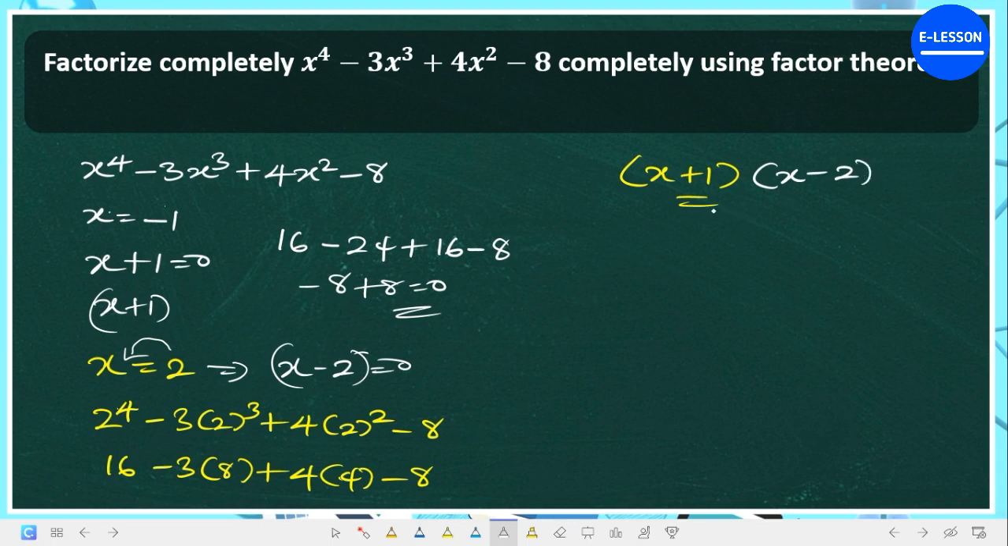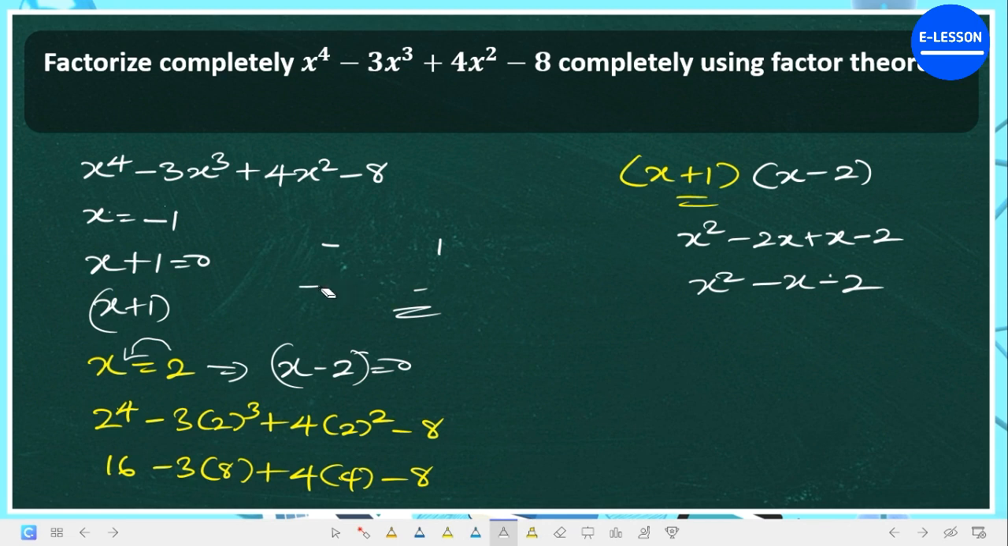Now, what we can decide to do is multiply these two together. And then anything it gives to us, let's use it to divide this to get our last factor. So multiply these two together. What is it going to give to us? x times x is x squared. x times minus 2 is minus 2x. 1 times x is plus x. 1 times minus 2 is minus 2. Are we getting it now? So this gives us x squared, minus 2x plus x is minus x, then minus 2.